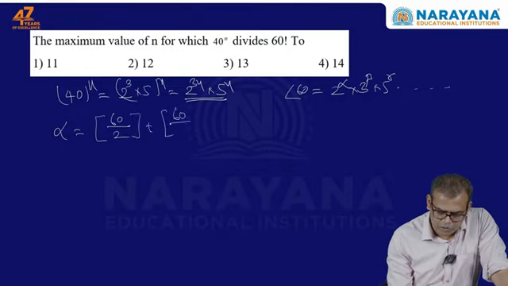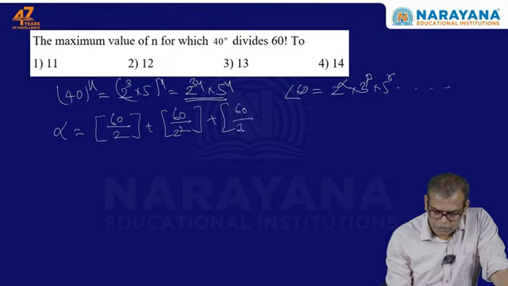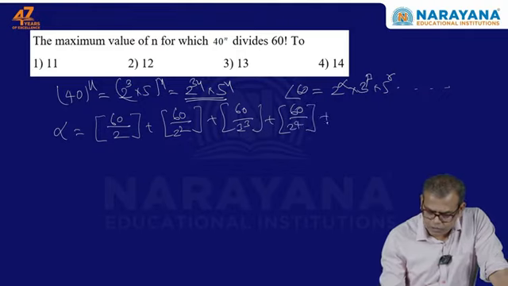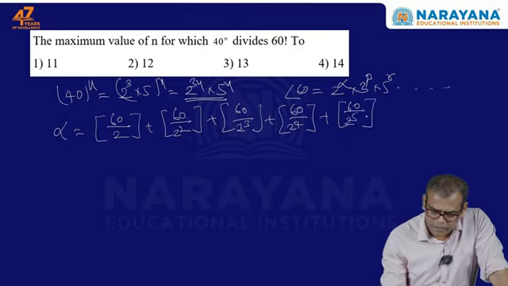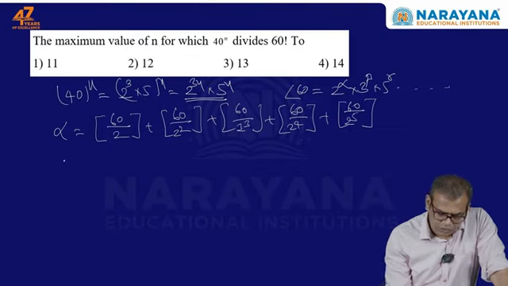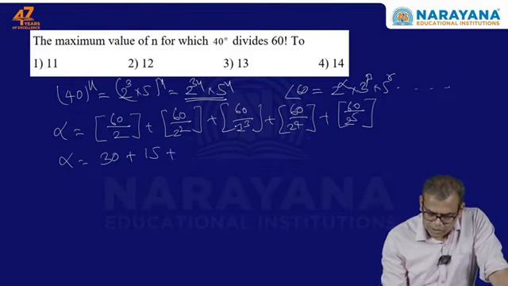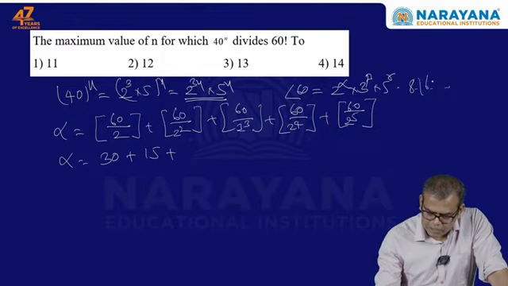Now divide 60 by 2 for the square, 60 by 2 cube, and 60 by 2 to the power 4, which is 32, will come. Now 2 to the power 5 is greater than 60. So alpha here is 30, 4 is 15 will come, and here 8.